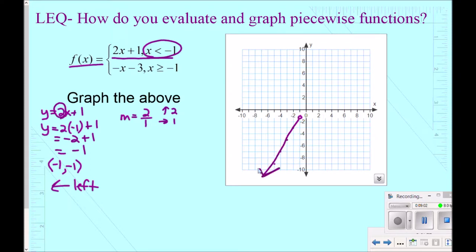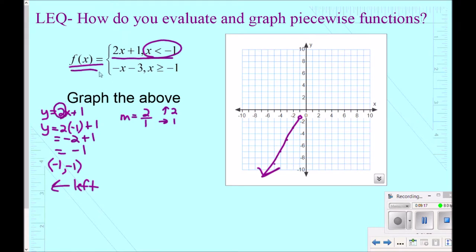So an arrow on that end. So it's like a ray. And that point has to remain open though. That -1 is an open point. So when you draw your line, just make sure you don't go through the open point. So that's the first piece of our piecewise function.